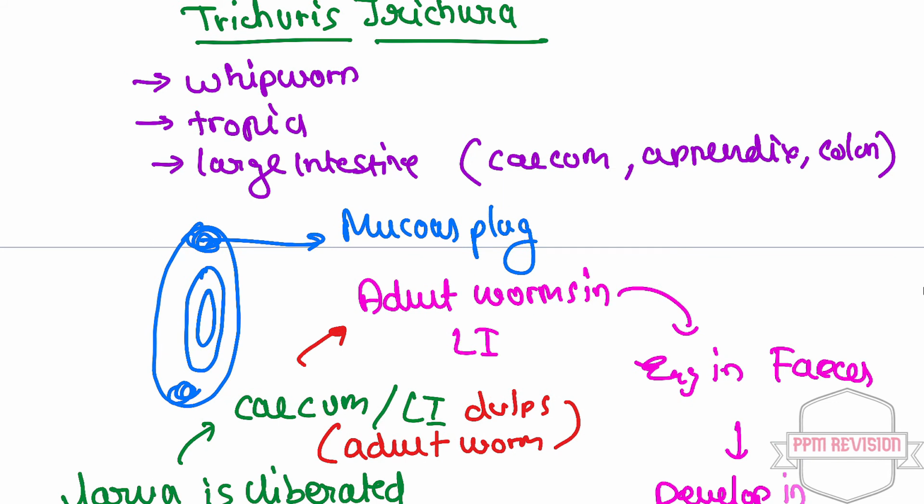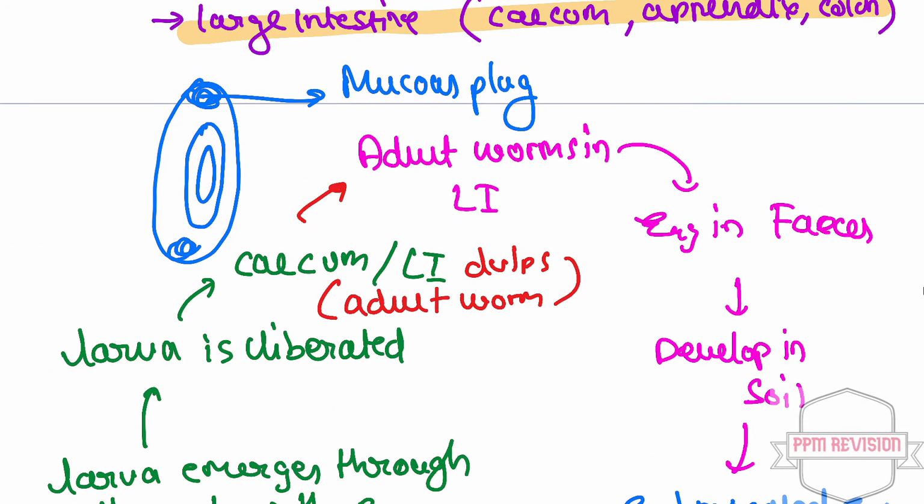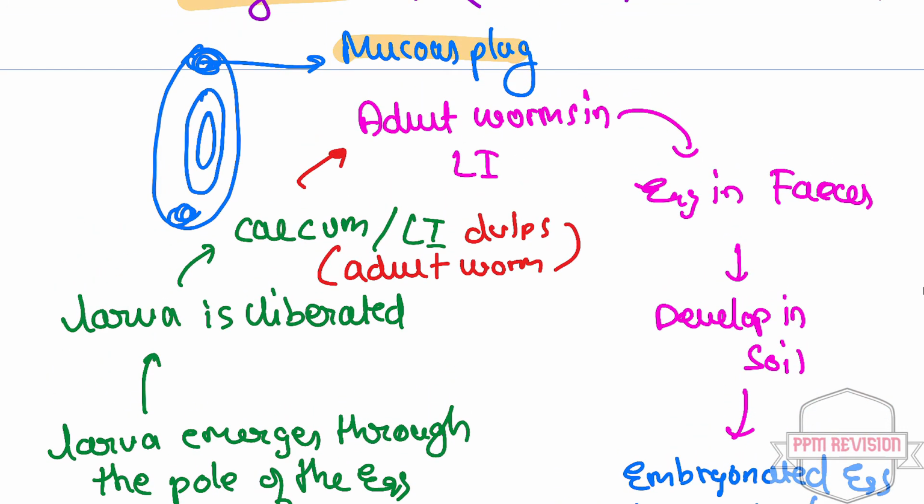So just to summarize, it is also known as whipworm. It's present in tropics, and the large intestine, cecum, appendix and colon are the common sites. Going by the structure in the diagram so that we can associate, this is the mucus plug that is present on the poles.